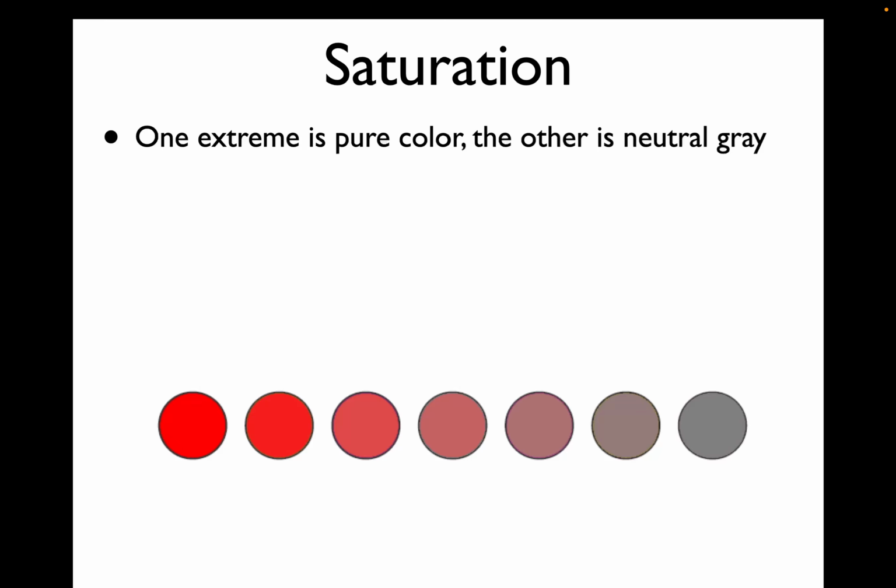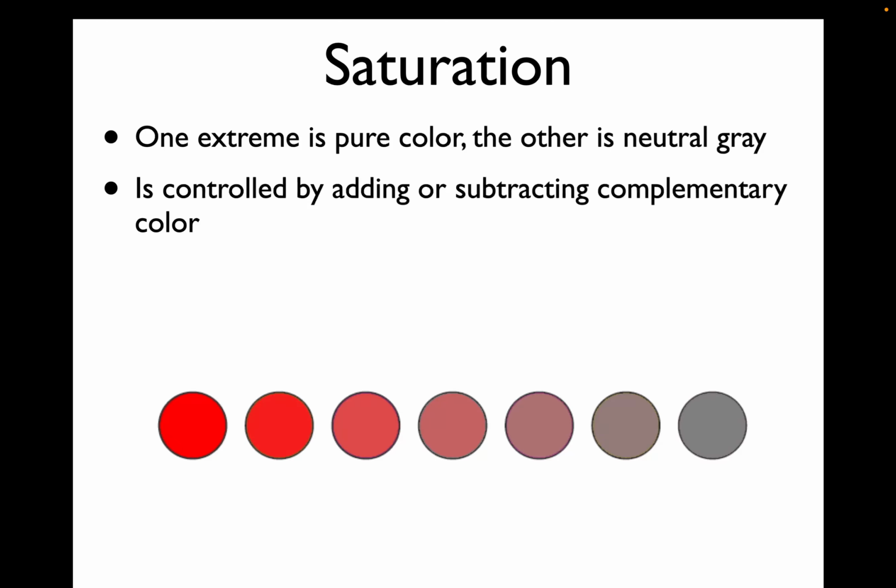So in this case, if you take one extreme, you have a pure color. So here, this is the color. There's no complement in it at all. But by the time we get down to the gray, whatever the complement of that color is, all the way over here on the color wheel, got mixed in equal proportion, and you end up with a neutral gray. And that has 0 saturation.